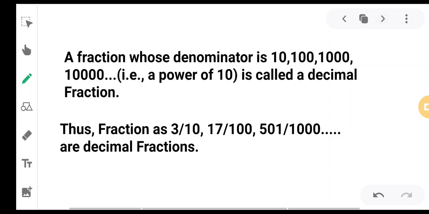So let's start, students. A fraction whose denominator is 10, 100, 1000, 10,000, for example, a power of 10, is called a decimal fraction. Thus, fractions such as 3 upon 10, 17 upon 100, 501 upon 1000 are decimals.